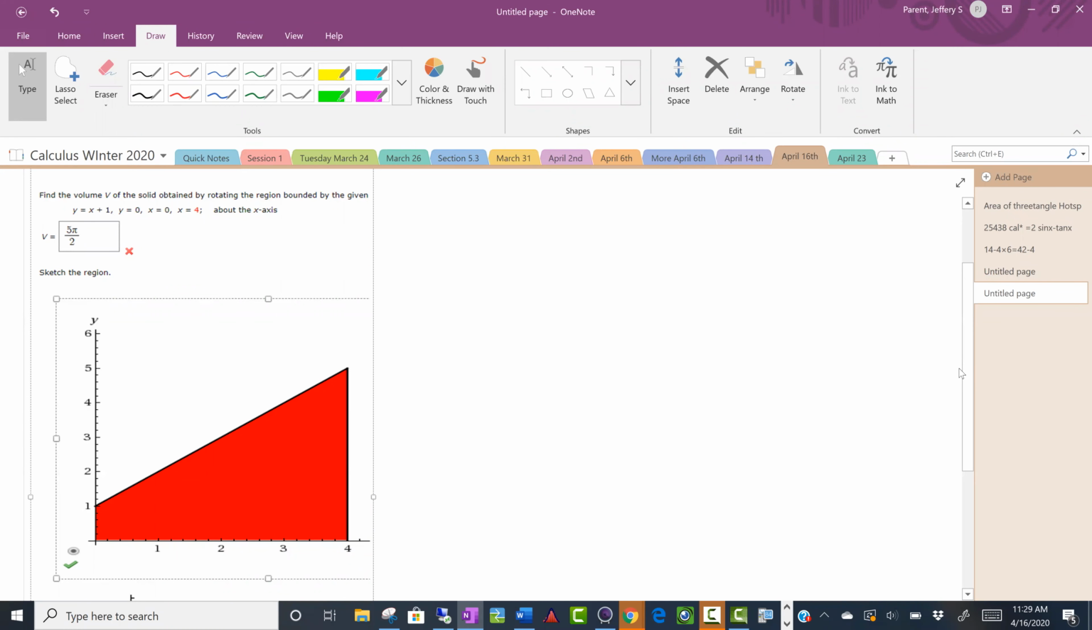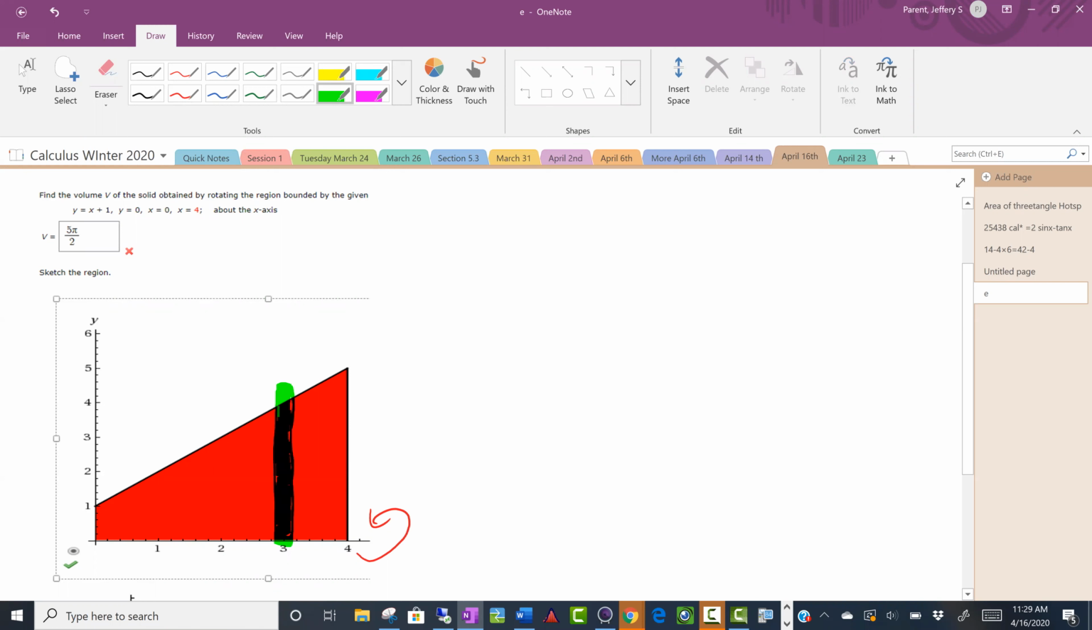So we're going to take this figure and rotate it around the x-axis. And kind of like what we were doing in section 6.1, I like to look at a little slice of this region. So that's going to be right here. That's going to be my slice.